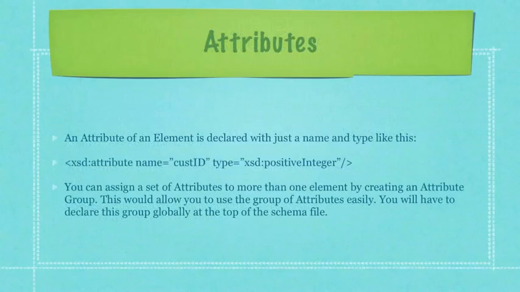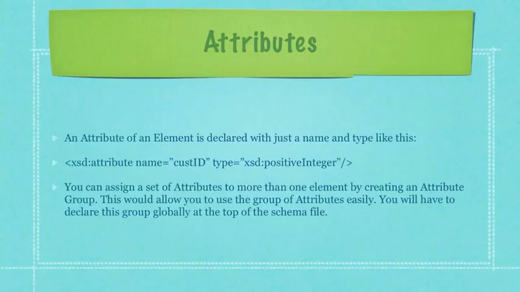An attribute of an element is declared with just a name and type like this. Here I'm defining an attribute with the name customer ID. And I'm stating that the value associated with this name, customer ID, must be a positive integer.